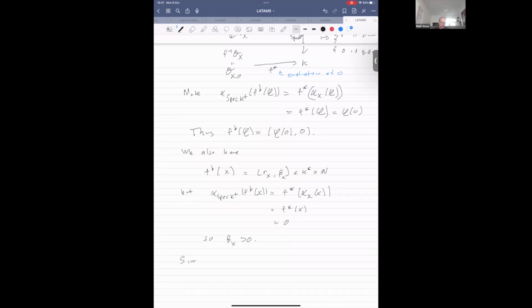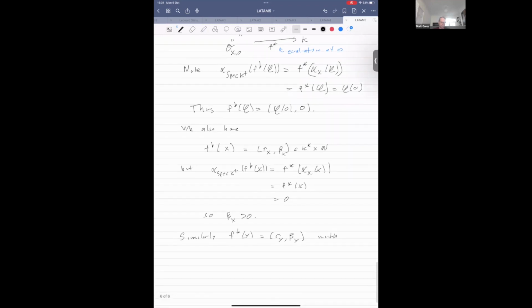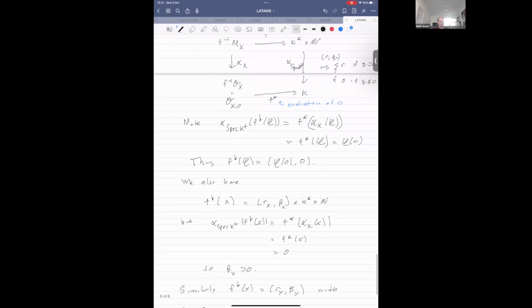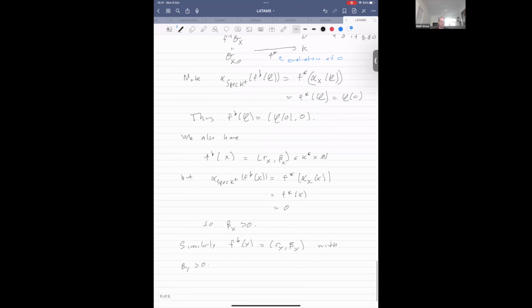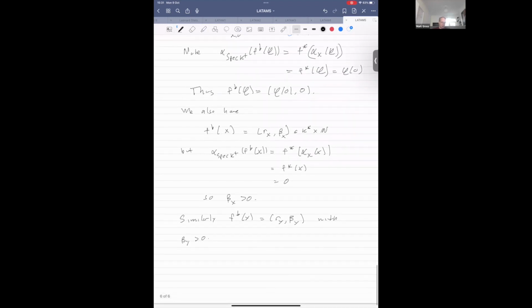And similarly, f flat of y will be some pair Ry, beta y, with beta y greater than 0. And this completely determines f flat, and any choice within these constraints gives you a commutative diagram here, satisfying all requirements. So easy to check. Exercise.